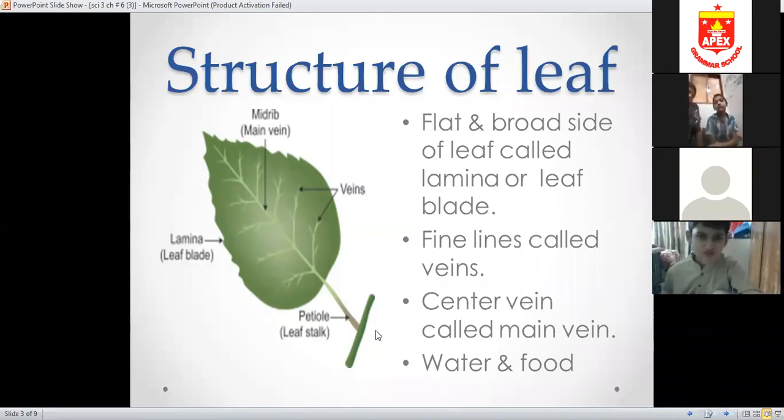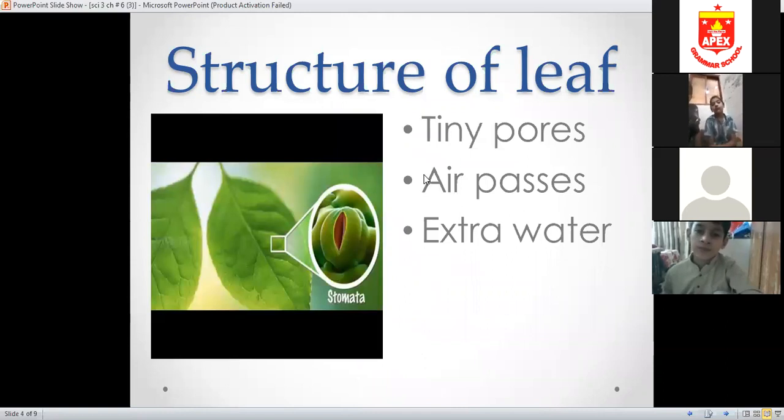And here is a structure. Inner side of a leaf, there are very tiny openings. You can see in the inner side of a leaf, these are the tiny openings. These tiny holes or tiny pores are known as the stomata. And through these stomata, what happens? Air passes.